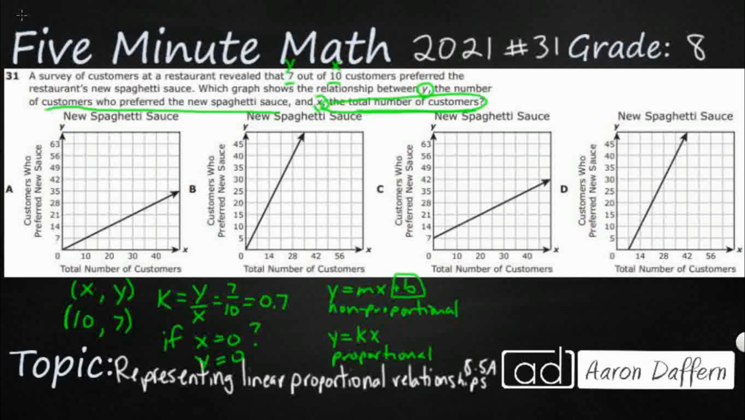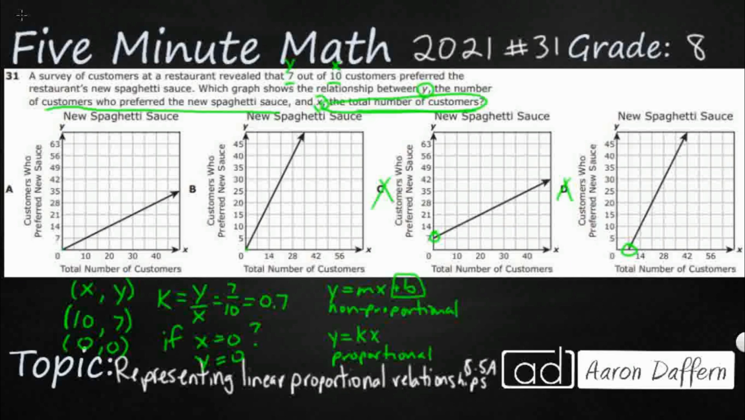But that lets me know that the origin is going to be one of the points on my graph, which means I'm going to cross off C and D. Check this out, because those are not proportional. They don't go through the origin. And so we've got the origin in both A and B, and now let's just plot the other point that they give us here, and that's 10,7.